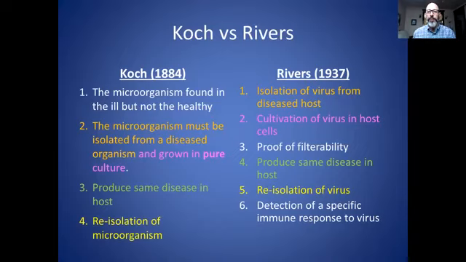Then the fifth criterion is re-isolation of the virus. So that's from the person that you produced the disease in. You can once again isolate that particle or agent from that person. And then finally, the detection of a specific immune response to the virus. And this is much more difficult to prove because of the specificity issue. But I'm not going to really cover that very much during this talk, because it is, in my opinion, the least important of the criteria.